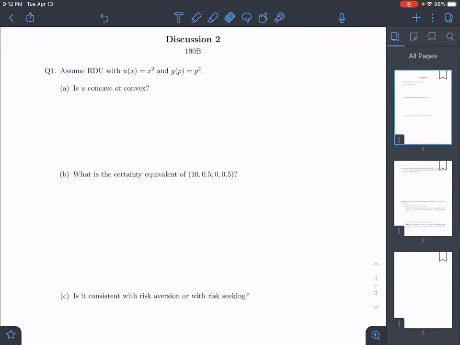So assume rank-dependent utility with this felicity function, also called a Bernoulli index. It's the utility for each outcome. And then we also have this weighting function, the probability weighting function. Okay, so suppose that we have this function. Is U concave or convex? The first question means: our U function, U(x), is it concave or convex?